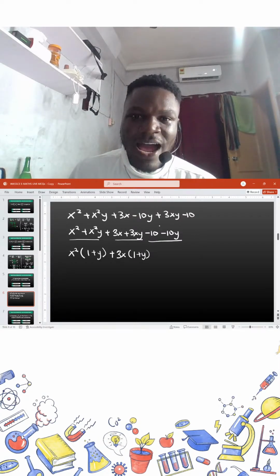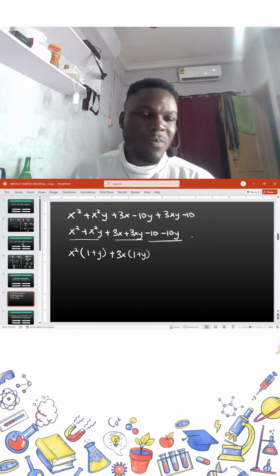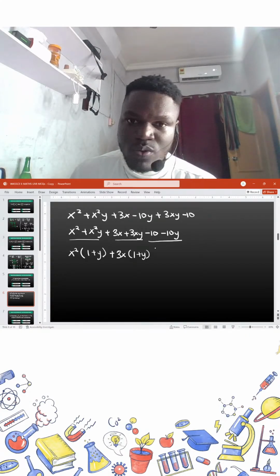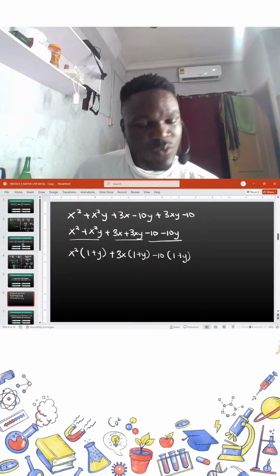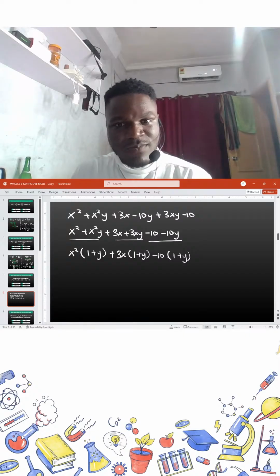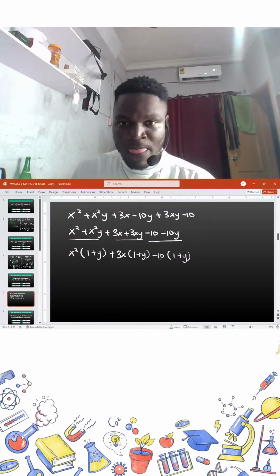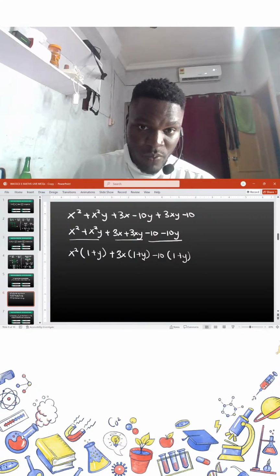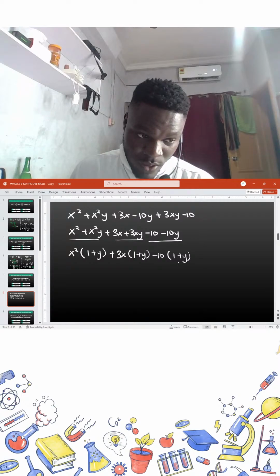Then the last one that I have is minus 10 minus 10y. Okay, so if I look at it, minus 10 is common between the two. So I will have minus 10 factor out, then I have into bracket. I will have 1 plus y left as well. Now if I expand this bracket again, minus 10 multiplied by 1 will give me minus 10. And then minus 10 multiplied by y will give me minus 10y. Are we okay?